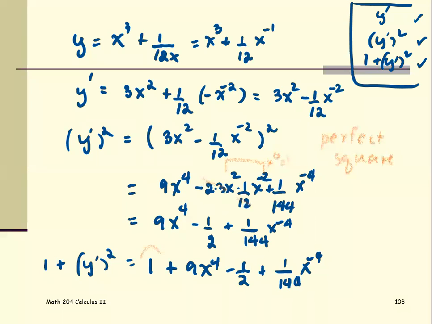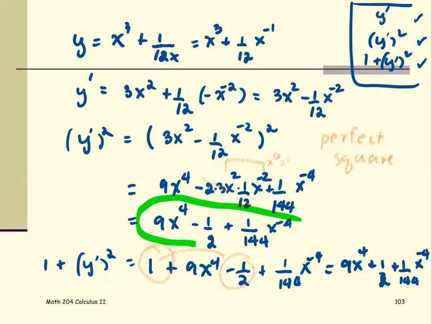It comes to the same pattern as the problem that we worked on in the last section. 1 minus 1/2 becomes positive 1/2. I will write it as 9x to the 4th plus 1 over 2 plus 1 over 144 x to the negative 4th. As you see, they have exactly the same three terms except the sign in the middle, from negative to positive.